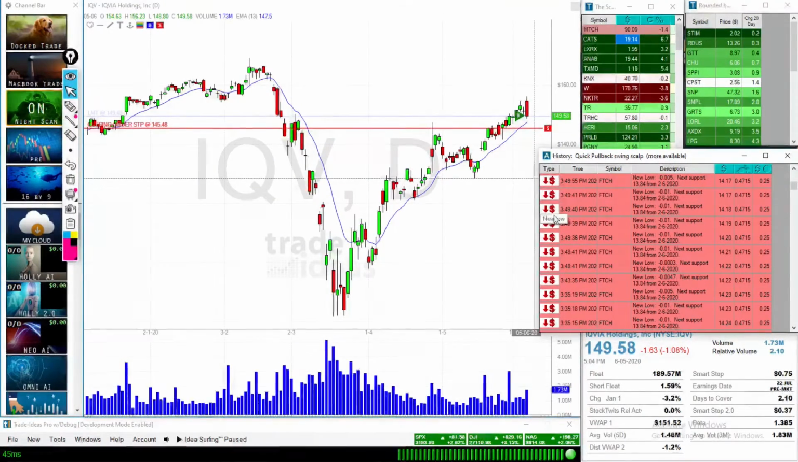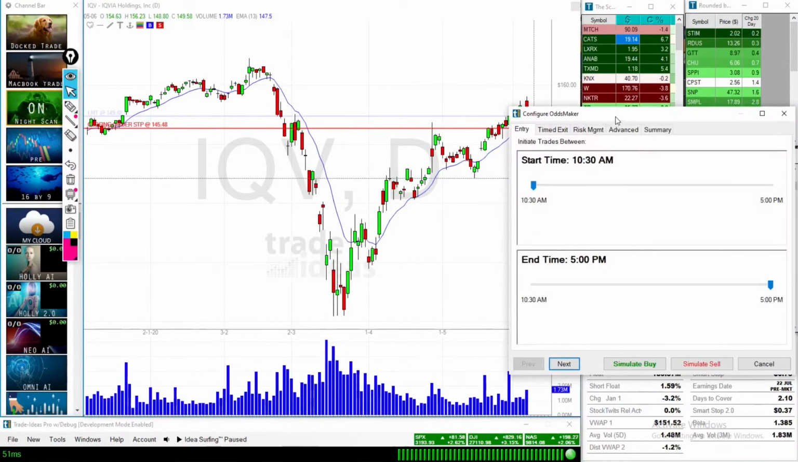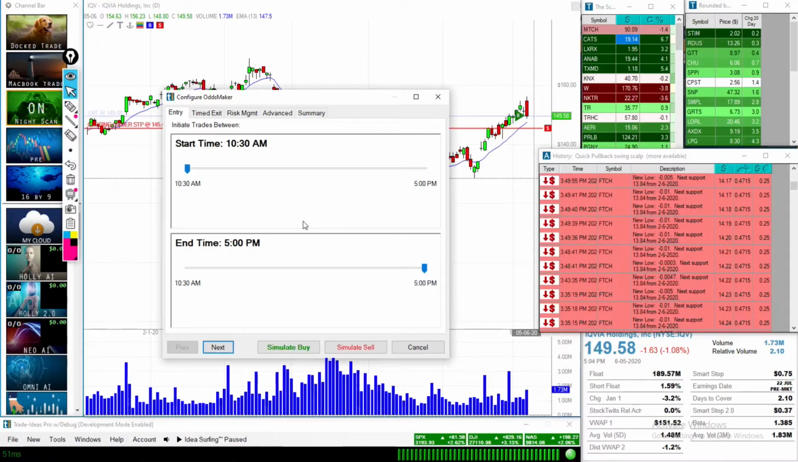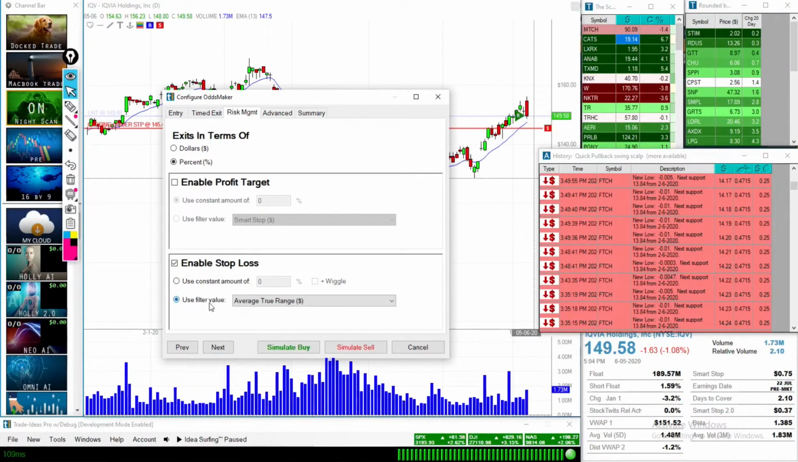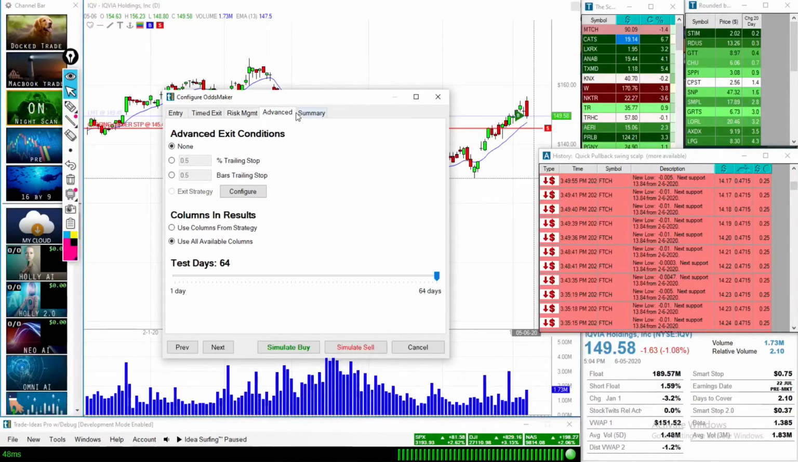All of the information is here, so I want to initiate trades anytime throughout the day. If I didn't want to trade in the afternoon, I could move the slider there and it would stop trading in the afternoon. I want to hold it for 2 days, so tomorrow plus 2 days, so 3 days. I want to risk one average true range of the stock, which basically says, okay, this stock moves on average $1 every day. That's what I'm going to risk. And that's it. So I'm going to buy the first time every stock enters this window. I'm going to hold it for 2 days with a stop in place so that if I'm wrong, I protect my risk. And then I'm going to get out after 2 days.